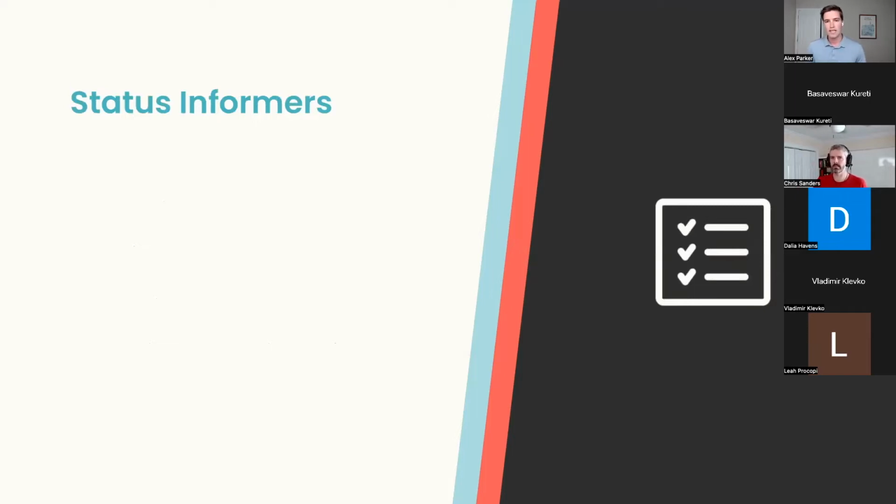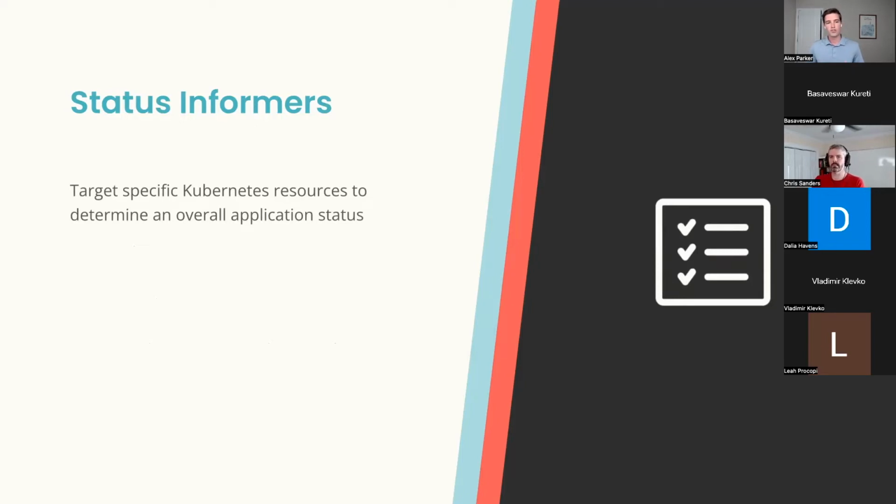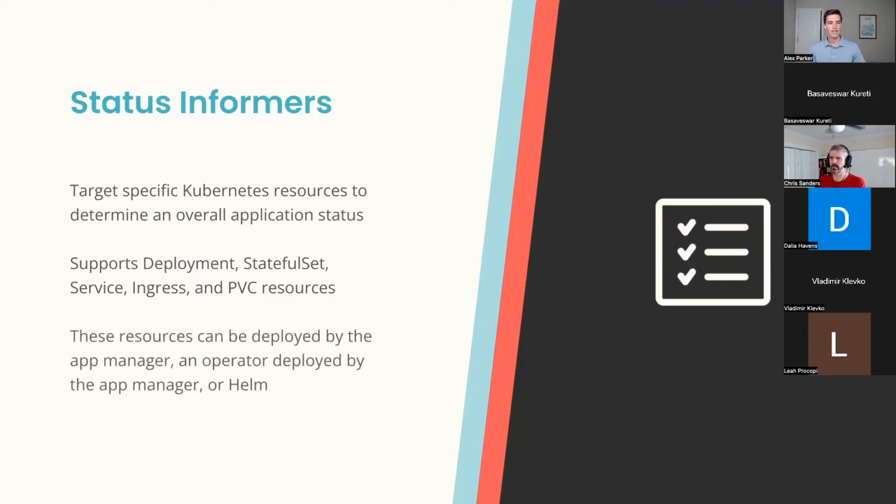So status informers is the third feature that we'll talk about here. Status informers are a way to target specific Kubernetes resources that are a part of your application and use those to determine an overall application status for your app. So you can target deployments or stateful sets or services, ingress resources, persistent volume claims. Any of these resource types can be targeted, and the admin console will look at those specific resources that you've deployed, certain deployments or stateful sets, whatever it may be, and check on their status. Are they ready? Are they upgrading? Are they missing? And it'll use all of those to determine an aggregate application status for your application.